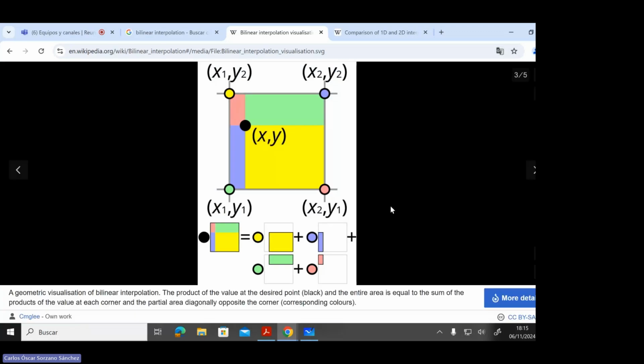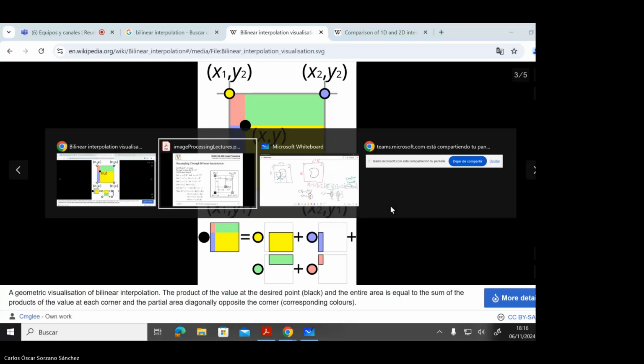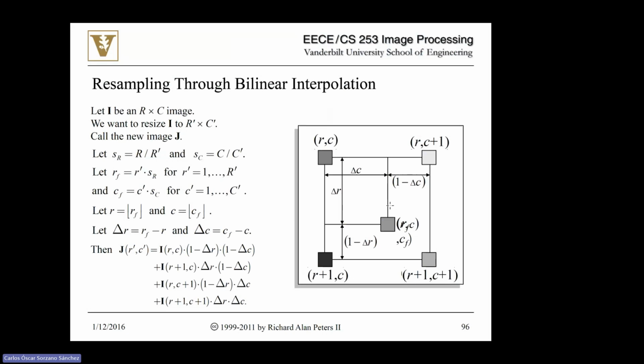So if we have these 4 pixels and we want to interpolate there, what we should do is this one times this area. Then this one times this area, the green times this area, and the red one times this area. That is the area that is in the opposite direction. See? Okay, so this is the main idea here.